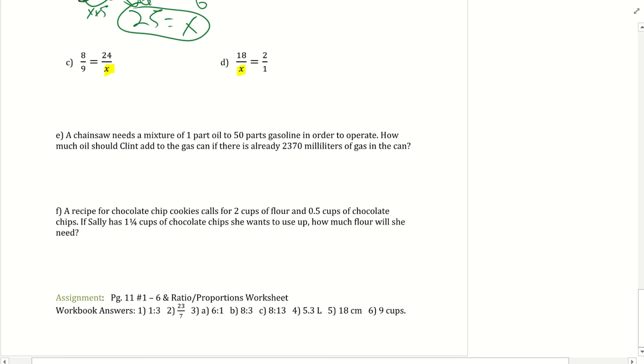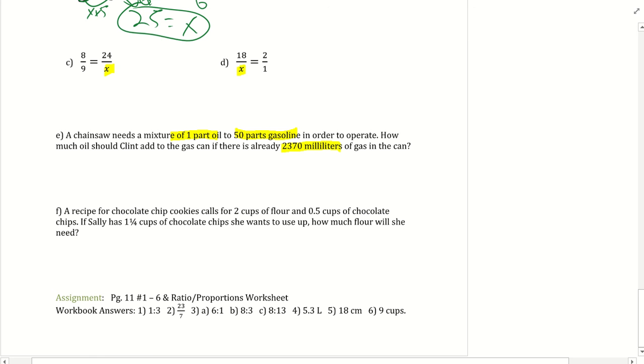When we see a chainsaw mixture, now it's always good to highlight things and bring things out. It has 1 part oil to 50 parts gasoline, so I know I'm going to have to use that somewhere. How much oil should Clint add to the gas can if there's already 2,370 milliliters?